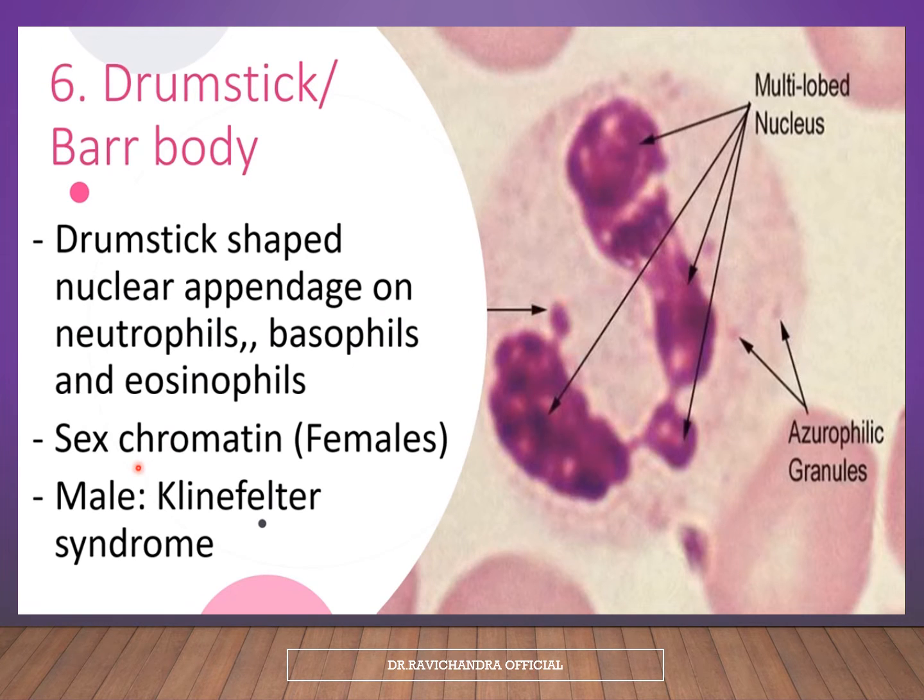Drumstick or Barr body. Drumstick nuclear appendages are seen on neutrophils, basophils, and eosinophils, and the Barr body or sex chromatin is characteristically present in females. In Klinefelter syndrome, males will also have a Barr body.